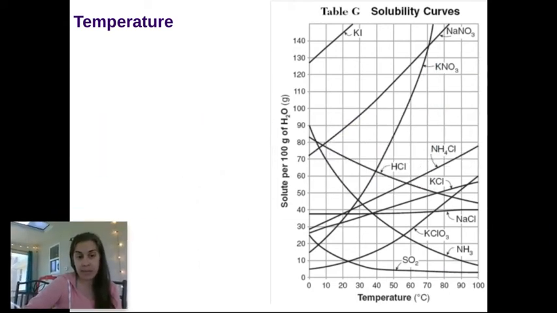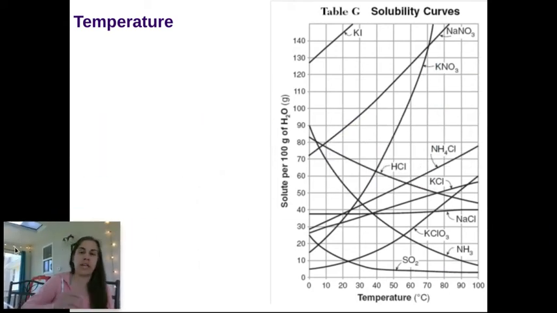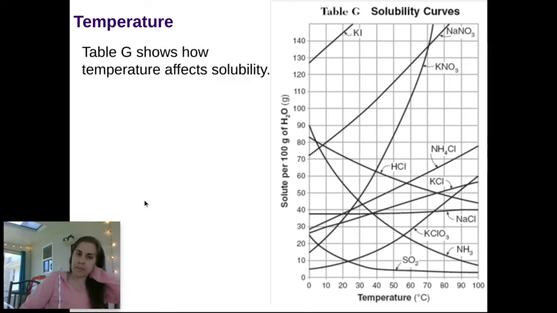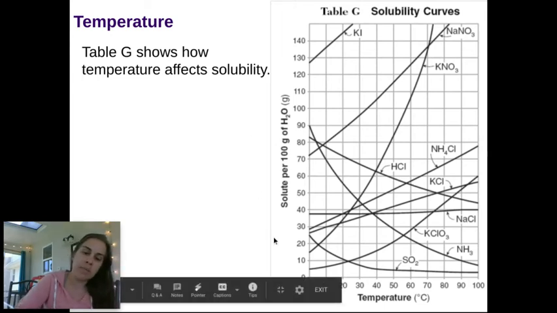The link is on my website. You can also just Google New York State chemistry reference tables. A PDF will pop up. You can print it out just to make sure you have your own copy. So temperature and table G. Well, table G shows you all of these different substances at different temperatures, how soluble they are when dissolved in 100 grams of water.